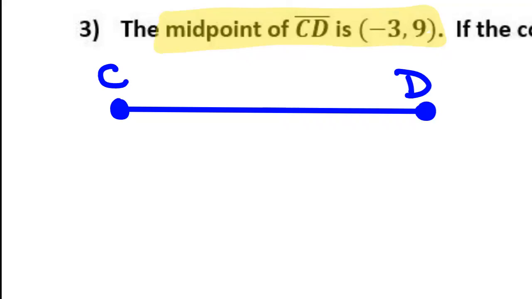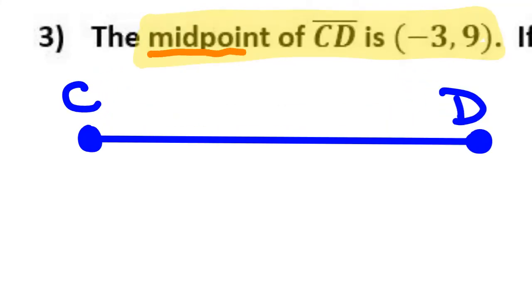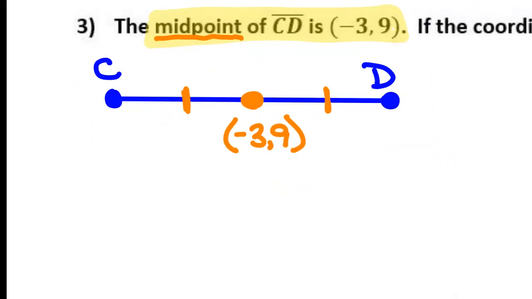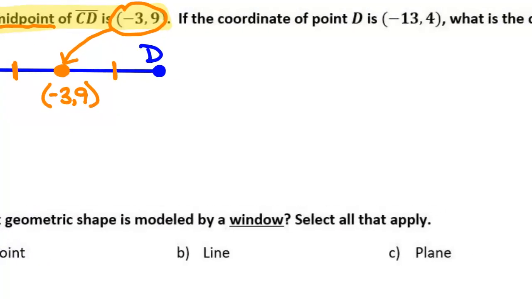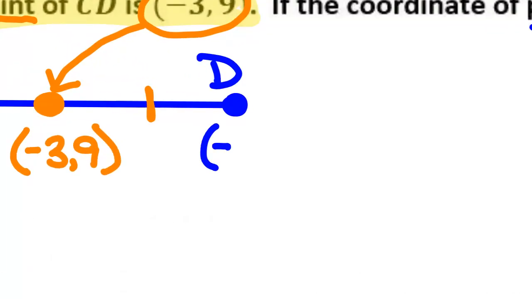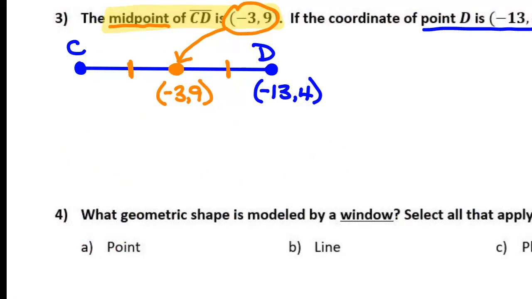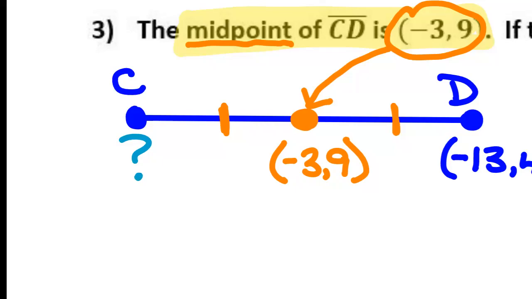I know there's a midpoint on this segment because it said so right here. So right in the center, there's a midpoint. That means this segment is the same size as this segment. And I also know it has the ordered pair negative 3, 9 coming from right here. Then it says the coordinates of point D are negative 13, 4. So over here at D, I'm going to put negative 13, 4. And we are trying to find point C.